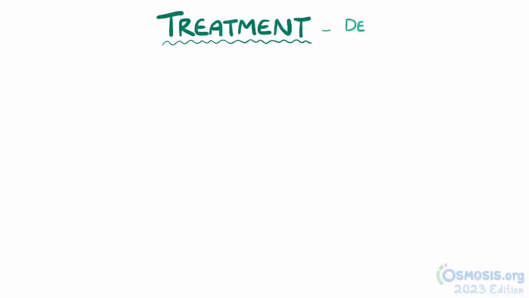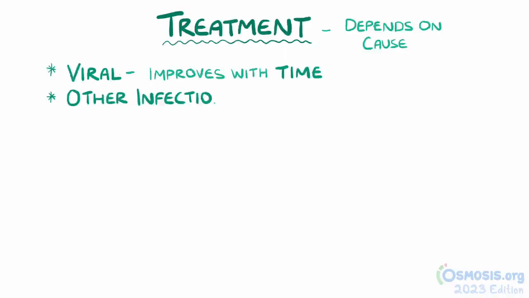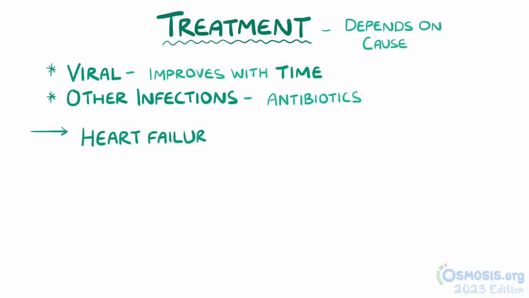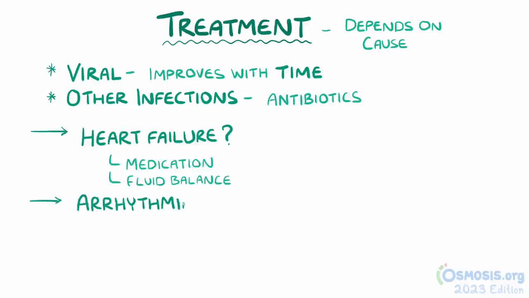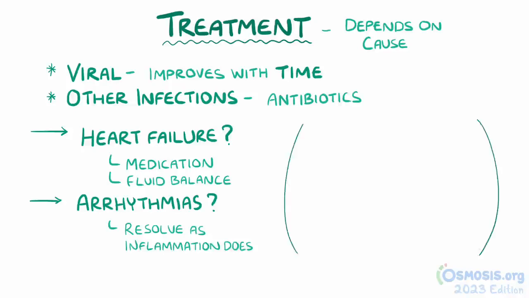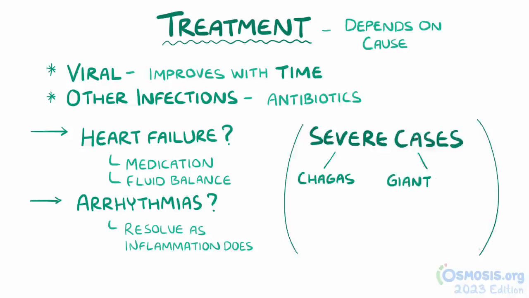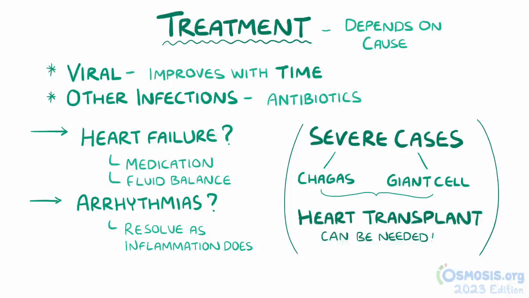The treatment of myocarditis depends on the underlying cause. Viral myocarditis usually improves slowly over time, and other infections are treated with appropriate antibiotics. If there are signs of heart failure, then they are typically managed with a medication and careful fluid balance. Arrhythmias usually resolve as the inflammation improves as well. Finally, in severe cases, like some cases of Chagas myocarditis and giant cell myocarditis, a heart transplant may be needed if other treatments don't work.